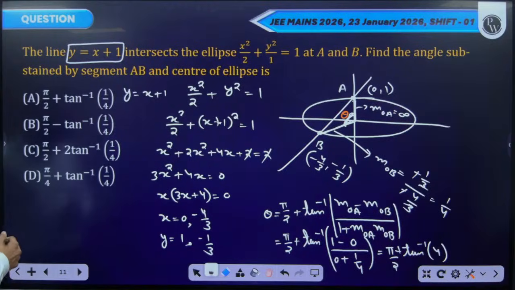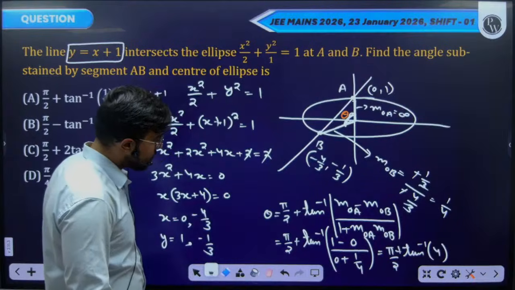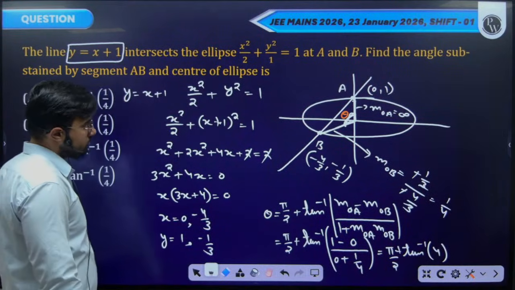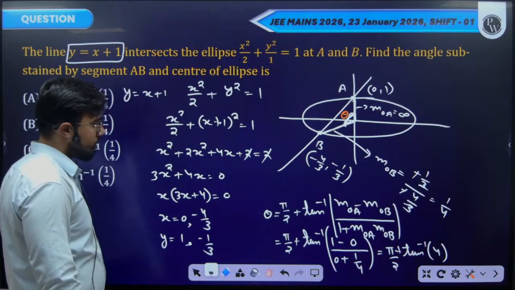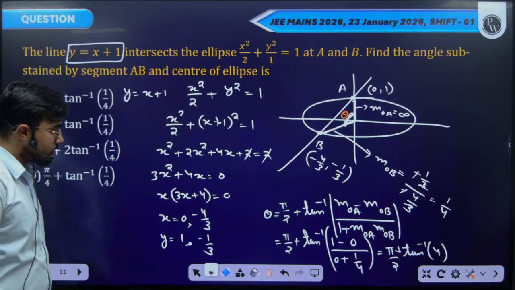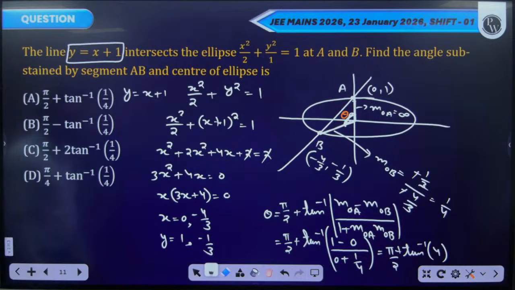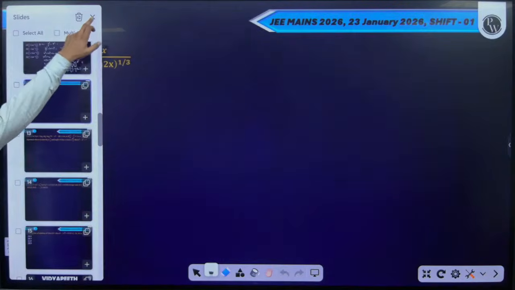So the slope of this line m OA is infinity, right? m OB is 1 by 4. I think this one is correct, so pi by 4 plus tan inverse 4. So we'll get this answer. I think the option may be wrong. It may be possible. So let's do one more question.